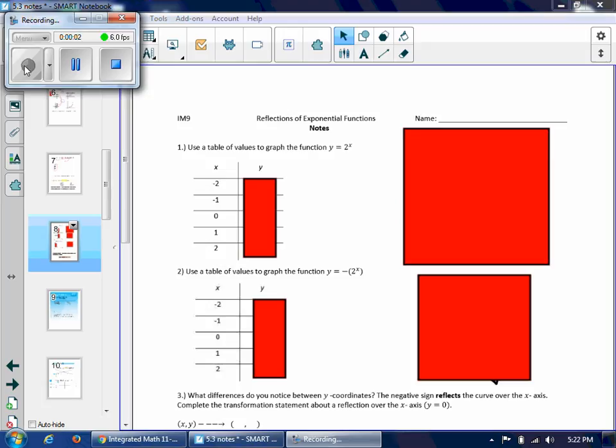Hey guys, here we are again. This is graphing activity number 2 because there are more translations that you can do to exponentials. All right, here we go.